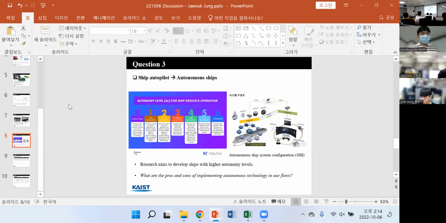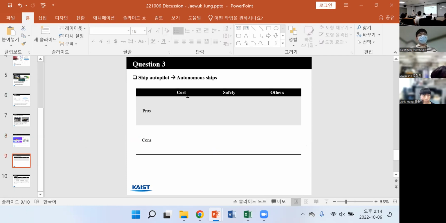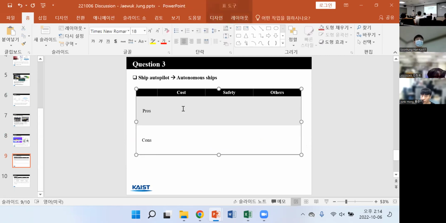And finally, in the last part of the professor's lecture, there's a part about ship autopilot. So I want to discuss autonomous ships and their effects. There is a lot of technology regarding autonomous ships, and I want to discuss the pros and cons of implementing these autonomous technologies on our ships. I want to see it from a cost perspective and a safety perspective. If you have any opinions about it, please tell me.